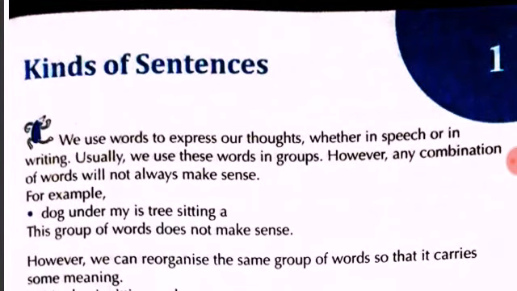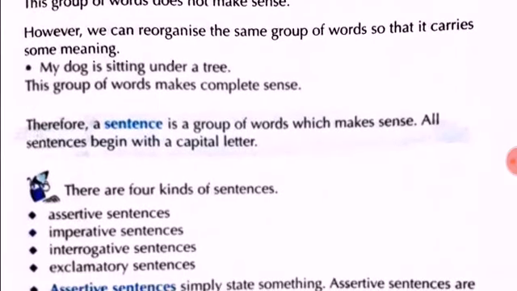Before we understand what kinds of sentences are, we should know what a sentence is. A sentence is a group of words which makes sense. A group of words can be anything, but the group of words I mean here should make sense. All sentences begin with a capital letter and end with a full stop, question mark or exclamation mark. A group of words should make sense, then only can it be a sentence.